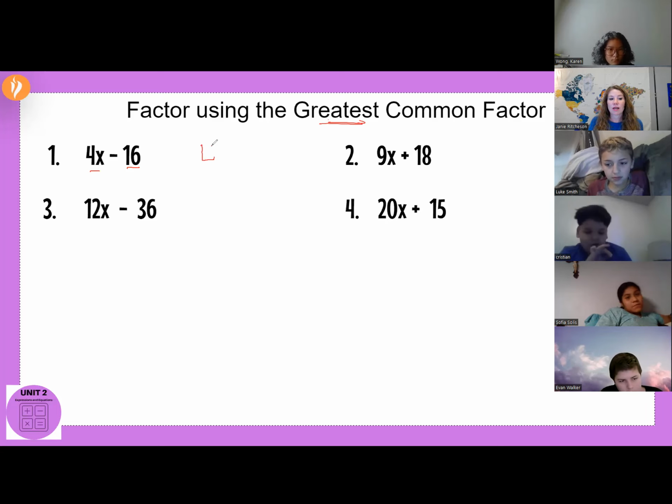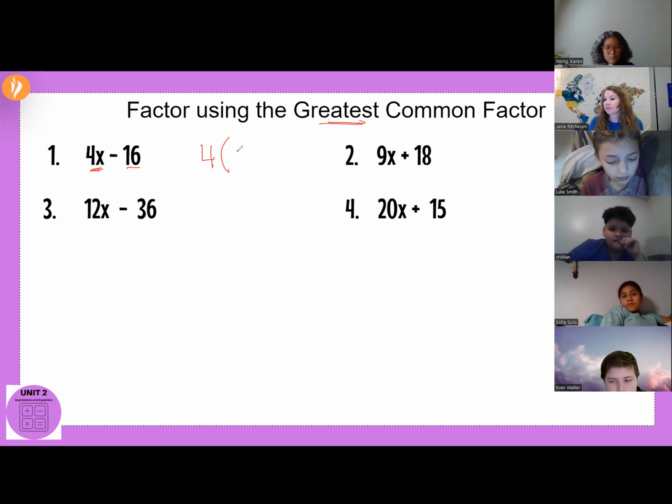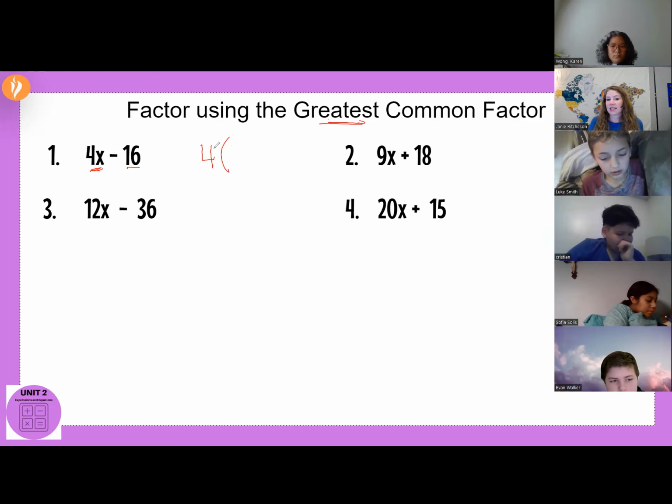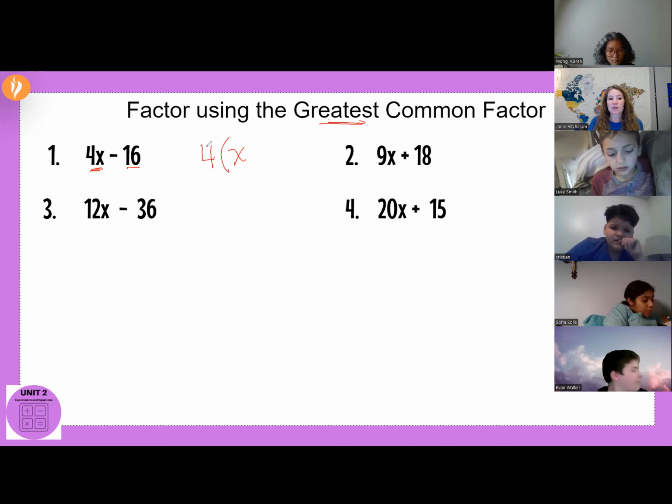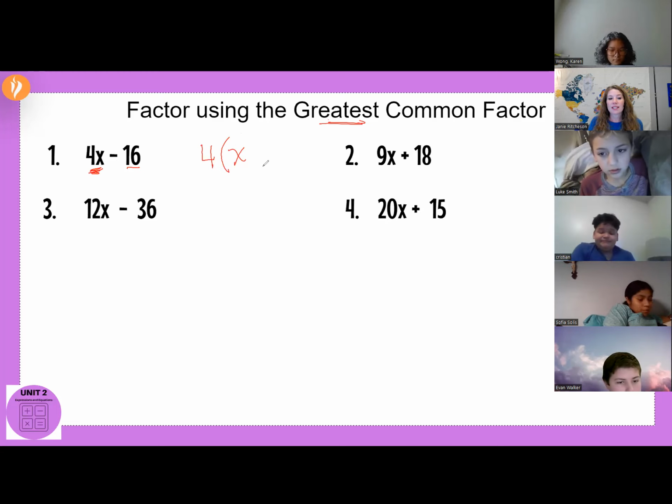All right, so what if I pulled it out? What if I have it outside those boxes? What times 4 would give me 4x? Yep. So this is x, right? Because don't you agree? 4 times x is 4x. All right. What do you think the next number is going to be? If I divide negative 16 by 4, what do I get?